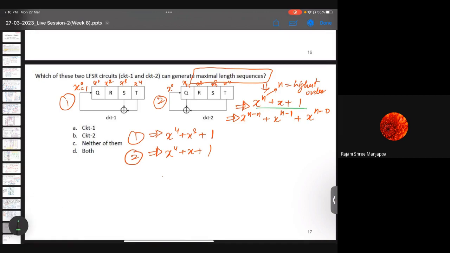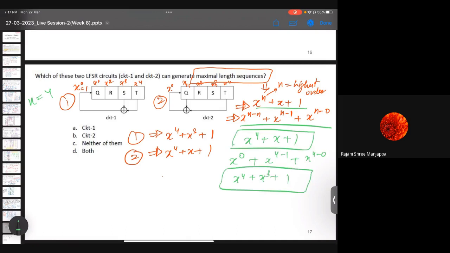One can be this and one can be this. So here n equals 4. You can see there are 4 bits. So if I put n equals 4, one of the answers will be x to the power 4 plus x plus 1, and the second answer will be x to the power 0 plus x to the power 4 minus 1 plus x to the power 4 minus 0. So it will be x to the power 4 plus x cube plus 1. So these two possible cases can generate the maximal length sequence. So one of the equations is this and one is this. So the correct answer to this question will be option D.